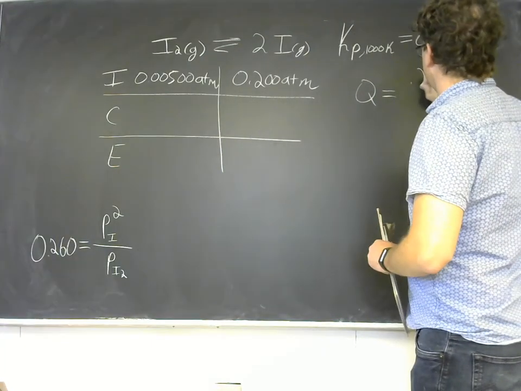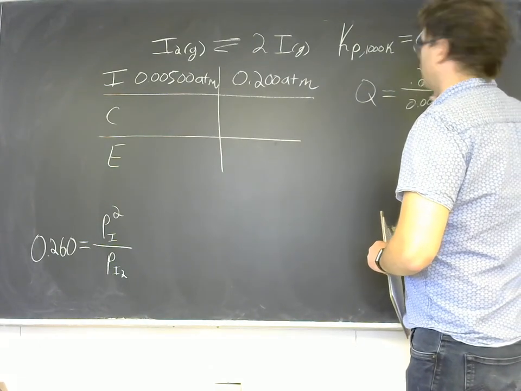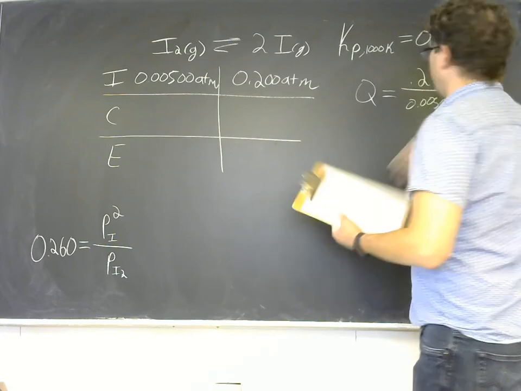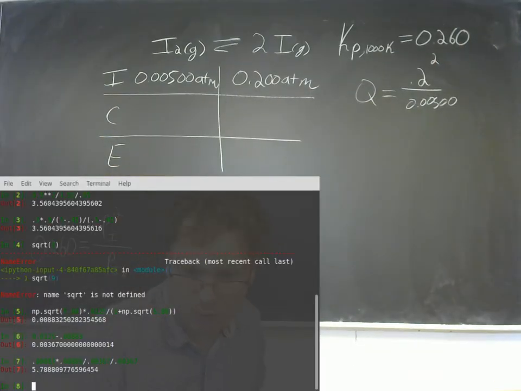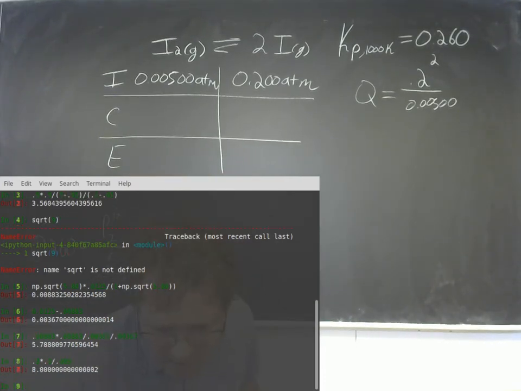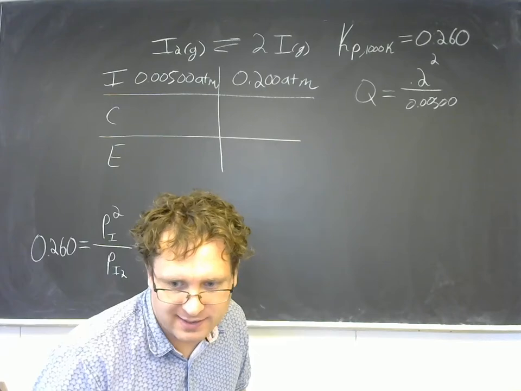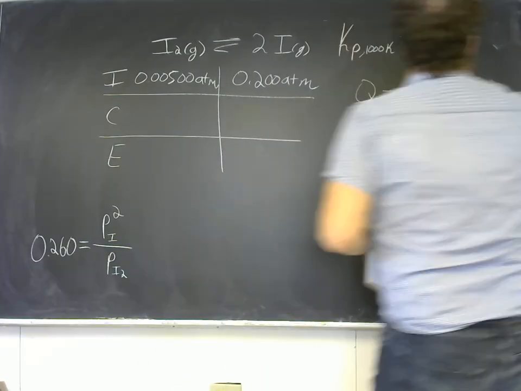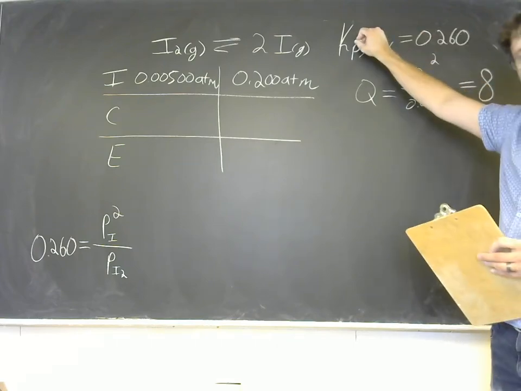That would be 0.2 squared over 0.00500. Let's figure out what our reaction quotient is. 0.2 times 0.2 divided by 0.005. And I get a reaction quotient of 8. Q is equal to 8, which is much larger than our K value.